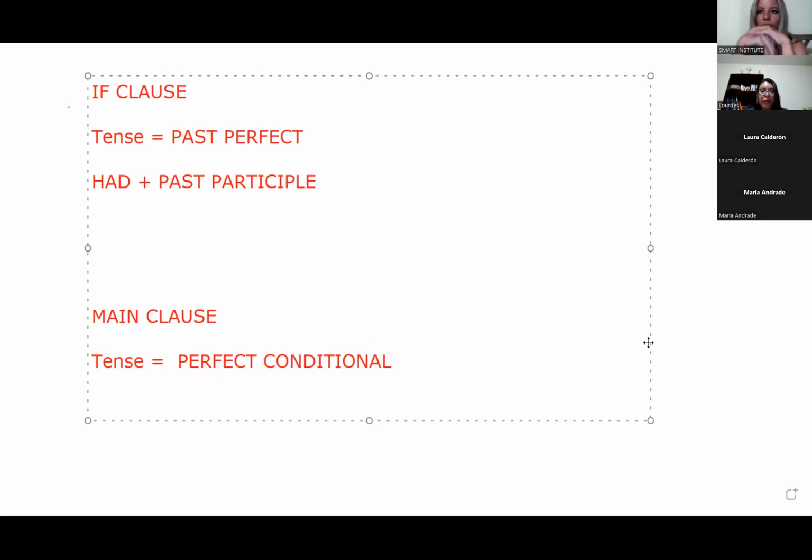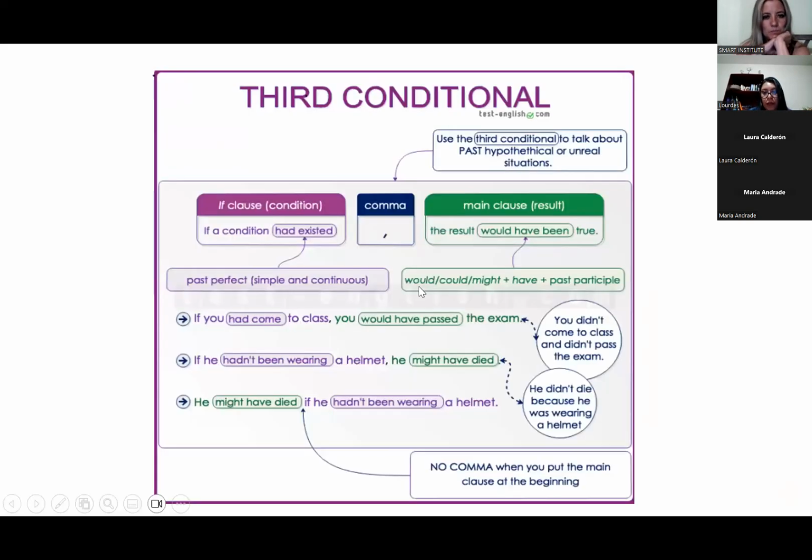Okay, the perfect conditional is one modal plus have and the past participle of the verb. You cannot omit have, or you cannot eliminate the past participle of the verb. In the if clause, the tense is the past perfect, and in the main clause, the tense is the perfect conditional. So the perfect conditional is would, could, might, plus have, and the past participle of the verb.